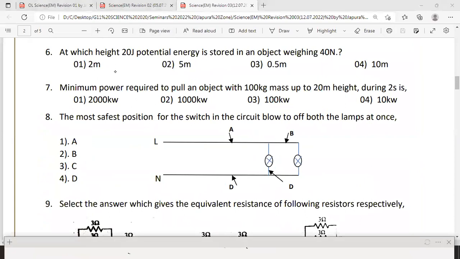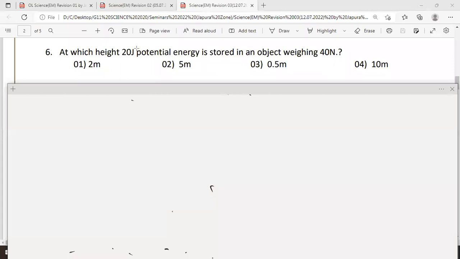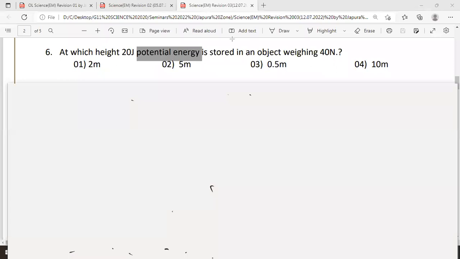At which height? When you see the words potential energy, the equation should come to your head. What is the equation for potential energy? PE, potential energy, equals mgh.